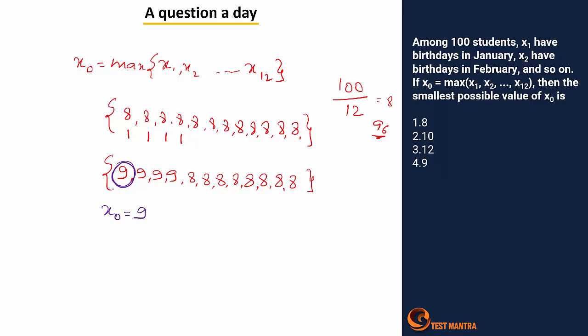If they had asked for the largest possible value, I could have kept the values as 0, 0, 0, 0 and 100, or else that depends on the condition. If it's given that at least 1 person's birthday lies in each month, then it will be 1, 1, 1, 1, repeated 11 times, and the remaining people will be in the last month, or any of the specific months. That is the case for the largest possible value, but here we are talking about the smallest possible value. So my smallest possible value will be nothing but 9.